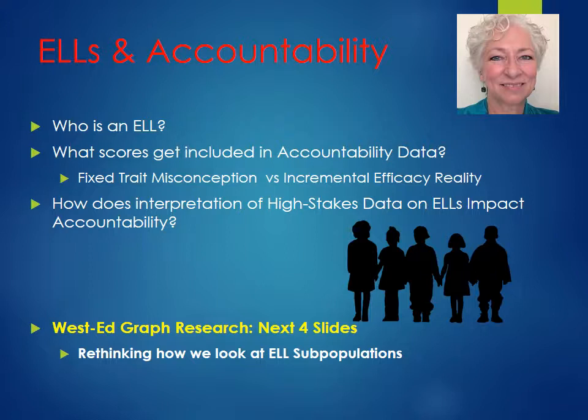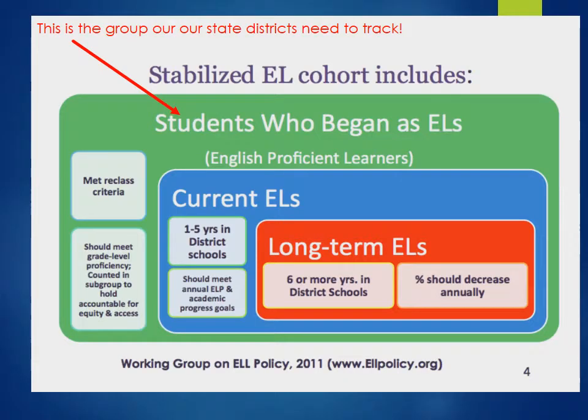So how does that fact get interpreted on high-stakes test results? We're going to take a look at some graphs from another school area in California where a group did some in-depth research about how students are identified and viewed in terms of their learning progress and how schools are held accountable for them. So the WestEd research group identified three main subgroups of linguistically diverse students.